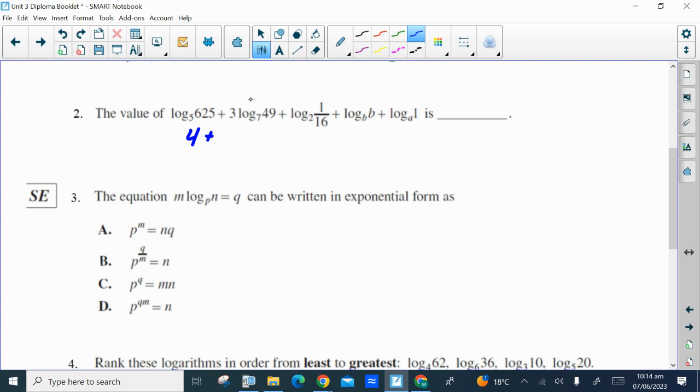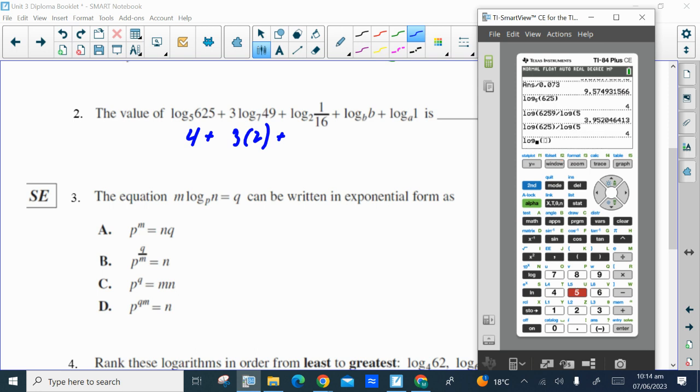Plus, this next term, 3 log base 7 of 49. Log base 7 of 49 is asking 7 to what power is 49? 7 squared is 49, so log base 7 of 49 is 2. Plus log base 2 of 1/16. That's asking 2 to what power is 1/16. That should be -4.